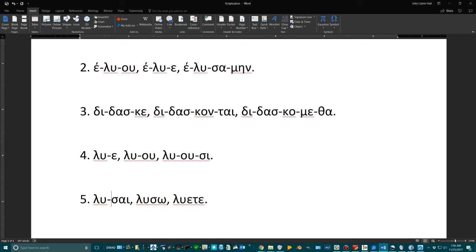Lusai. Sigma alpha iota. The alpha iota is a diphthong, so it's combined together. So it's lusai. This would be your ultima, sai. And this would be your penult, lu. Next word. Luso. So is your ultima, and lu is your penult.